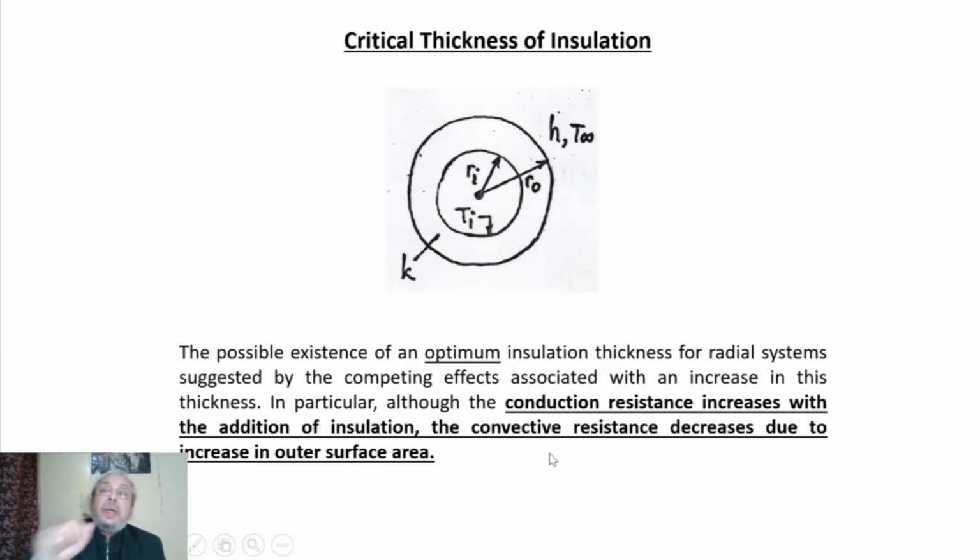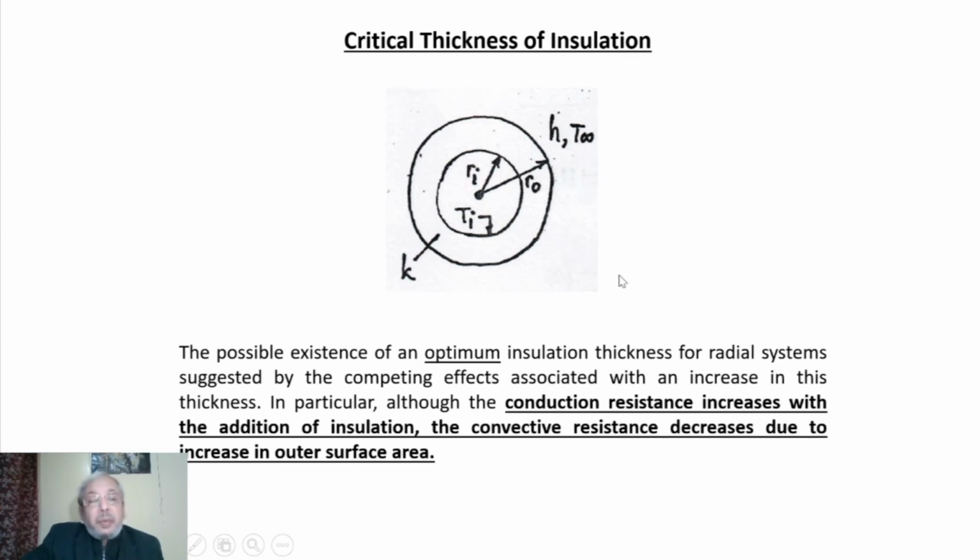Now we'll work on critical thickness of insulation. So basically you can see again a hollow cylinder. Inside radius is R1, inside surface temperature is T1, and outside radius is R0, and outside heat transfer coefficient is H, and temperature of the local ambience is T infinity.